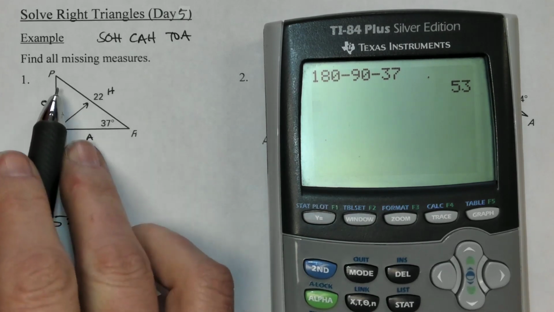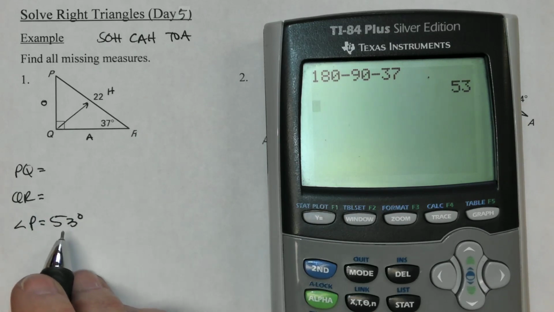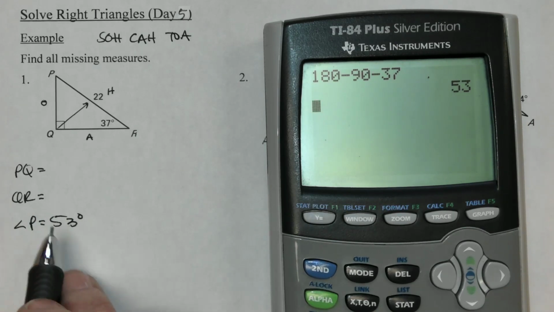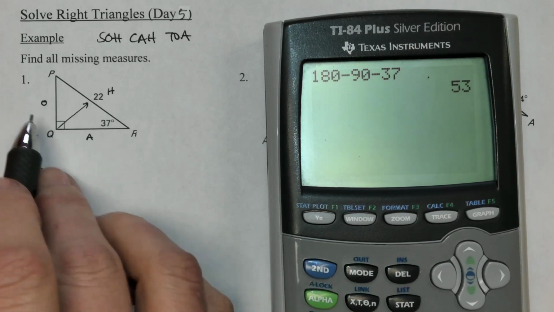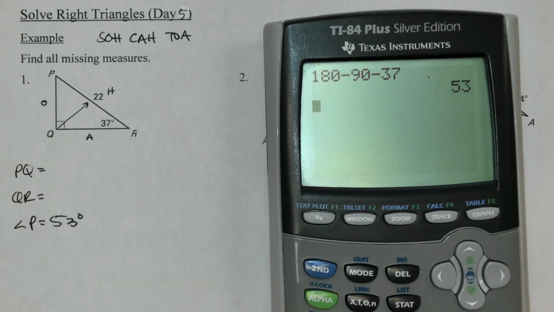Now I could use 53 for the rest of the problem, but let's just say in some weird world I actually get this one wrong. If I use that number, then I'm going to continue to get problems wrong. So I kind of want to stick to just using what they gave me in the picture. That way I have a less chance of messing things up.